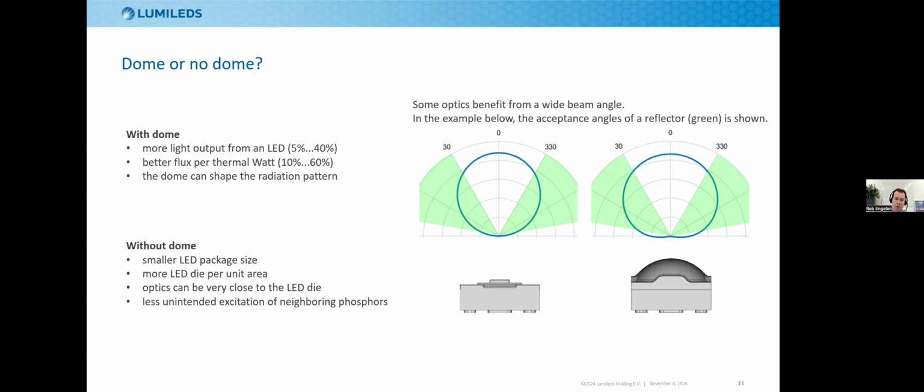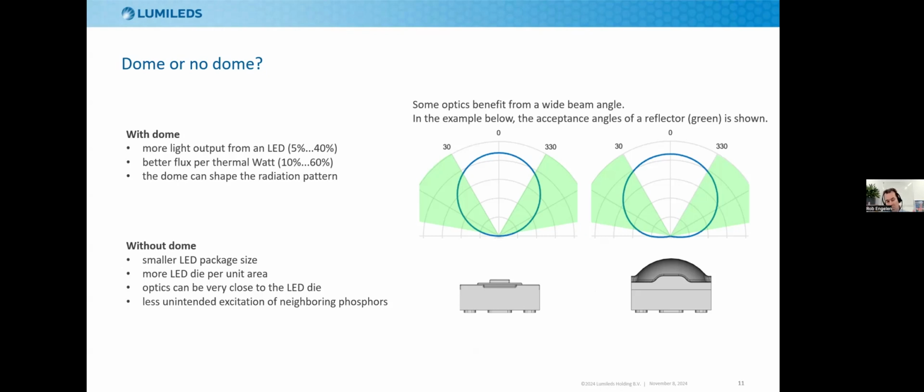Another advantage of undomed LEDs is that they excite their neighbors less. What do I mean with that? Think of having a close-packed array and you want to have blue light. You don't want the blue light from an LED to enter the neighboring phosphor. Otherwise the blue light gets converted into white and the saturation of your blue light goes down. So that's also an advantage of undomed LEDs.